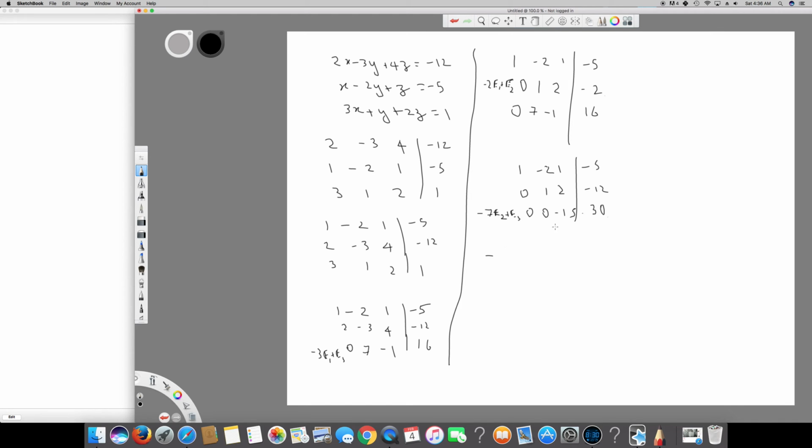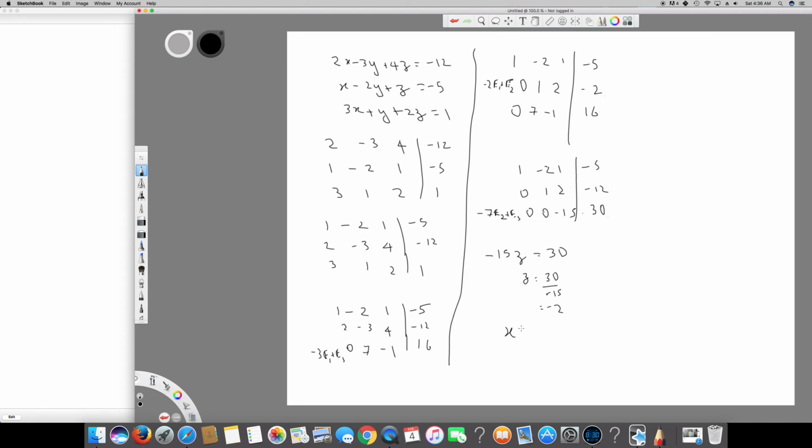So the final answer is minus 15 c is equal, I'm going to start it from the bottom. So minus 15 c is equal to 30. Therefore c is going to be equal to 30 over minus 15, which is going to be equal to negative 2. Since c is negative 2, I can plug this one into the second equation.